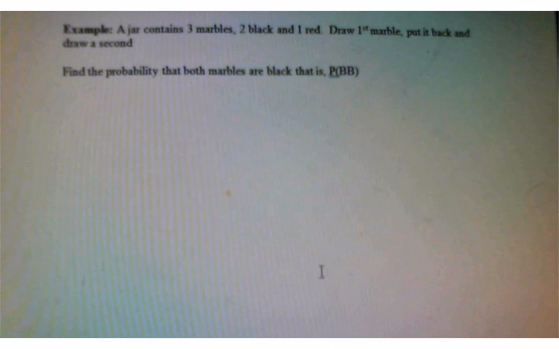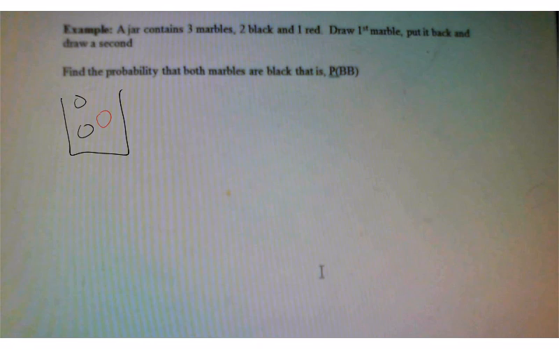What we're going to do now is see how what you looked at in video 1, the tree diagram, ties together with what you saw in video 2, which was the multiplicative counting property. Our example here is that we have a jar containing 3 marbles, 2 black, 1 red. We're going to select a marble, put it back, draw a second marble, and we want to know the probability of getting 2 black marbles. In other words, the probability of BB.